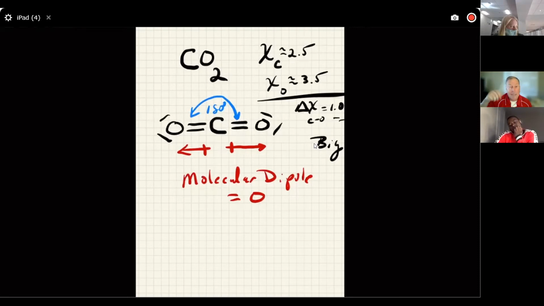Because remember, like dissolves like. Polar things like to be in polar things. Non-polar things like to be in non-polar things. So carbon dioxide may have a good solubility in a non-polar solvent, but water has a good solubility in polar solvents. And we're going to see that throughout the class.